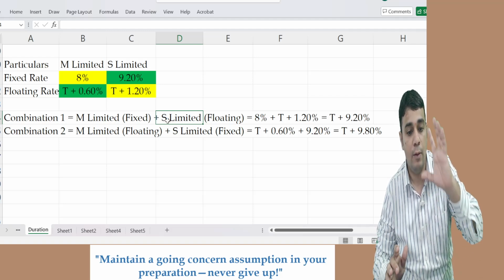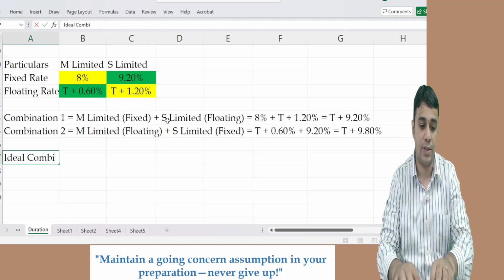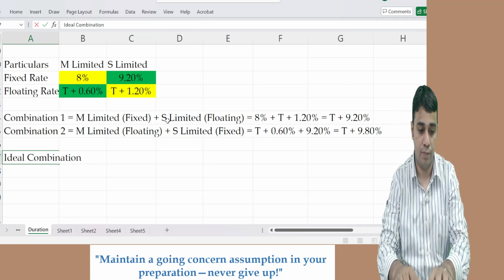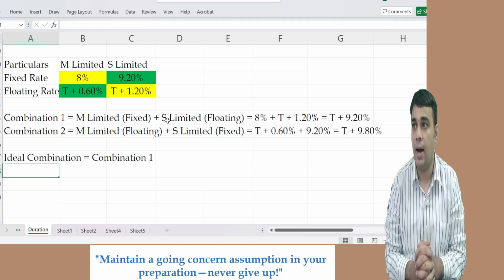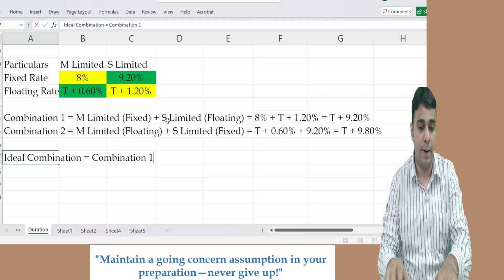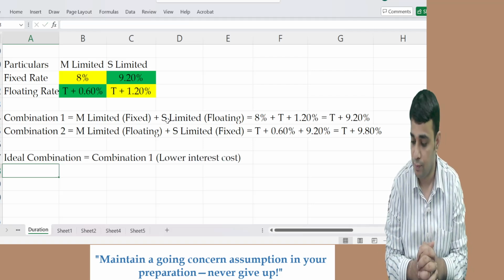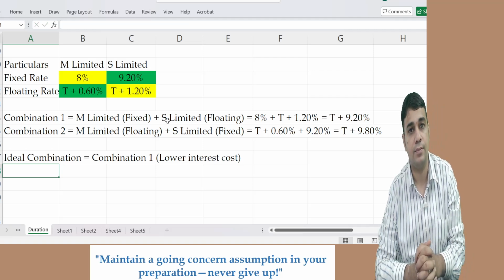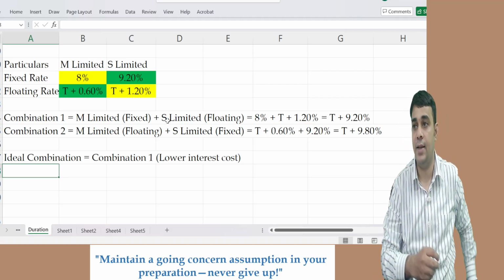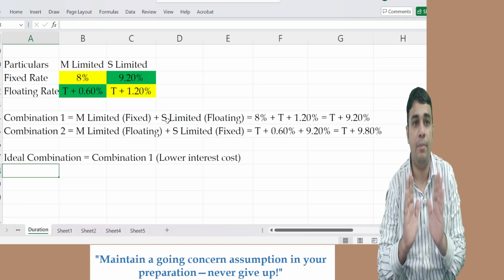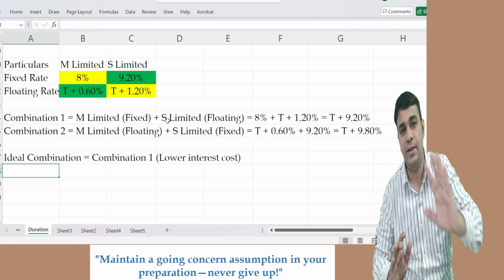As of now, which is better is right below this. Ideal combination. Combination 1. What is ideal? One which has lower interest. Ideal combination is combination 1, in brackets, lower interest cost. So I explained it and told them please go with combination 1. We'll read the question later to understand what combination they want. But I explained that combination 1 is good.